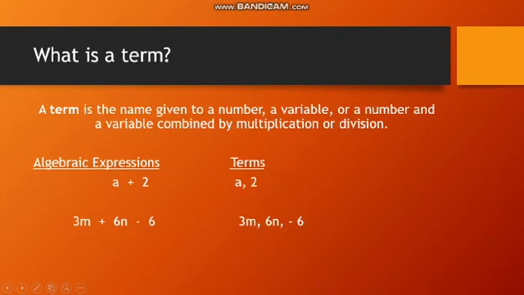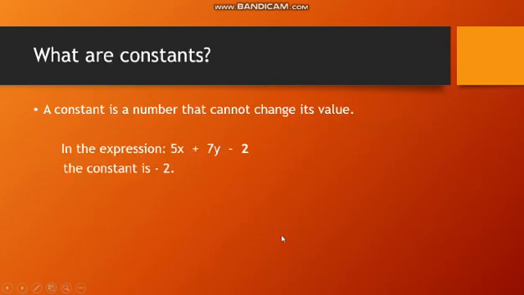The next step is to learn what a term is. In an algebraic expression, two or more terms combine to form an algebraic expression. Here in the example a plus 2, there are two terms. Number 1 is a and second is 2. So a plus 2 has two terms. Same is the case with 3m plus 6 and minus 6. There are three terms included in this algebraic expression.